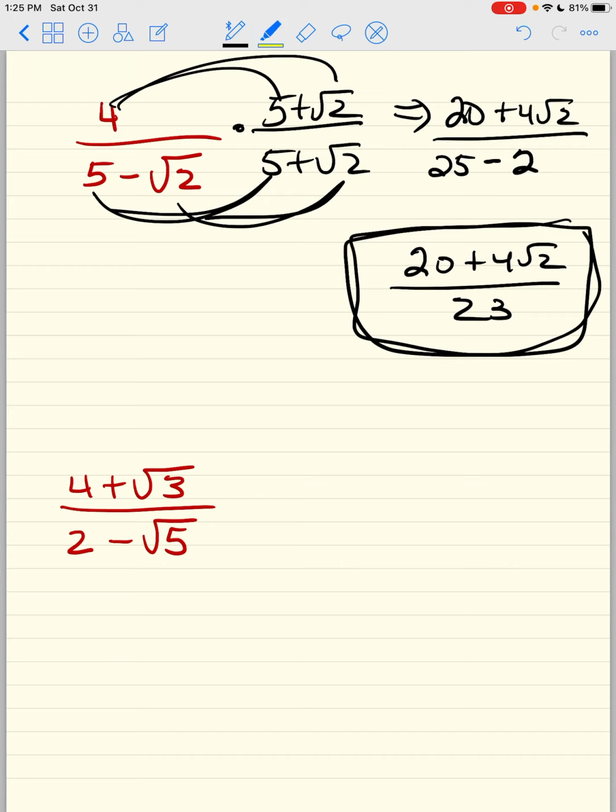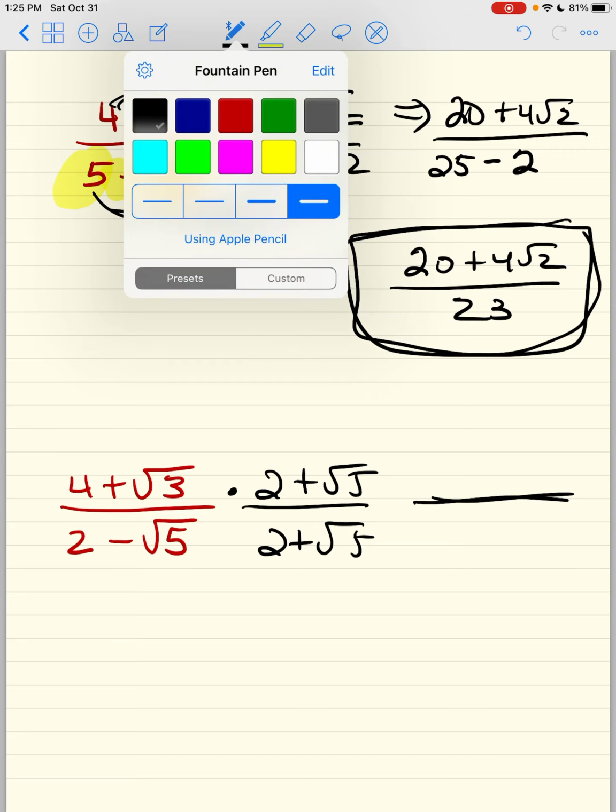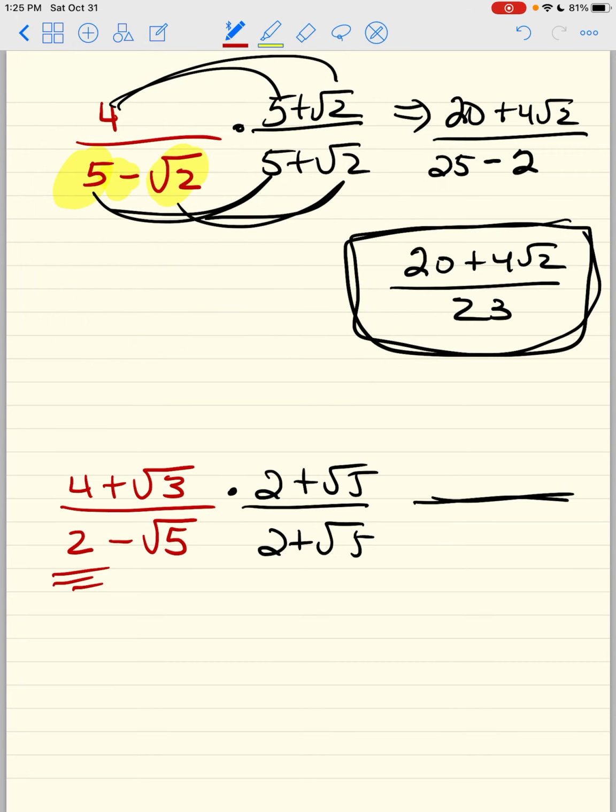Once again, guys, if you're wondering how to multiply conjugates really quickly, square this number, and always put a minus sign between them. Okay, final. 2 plus radical 5 over 2 plus radical 5. Okay, I know what the bottom's going to be. I hope you guys do too. 2 squared is 4. Always a minus. Square root of 5 is 5.